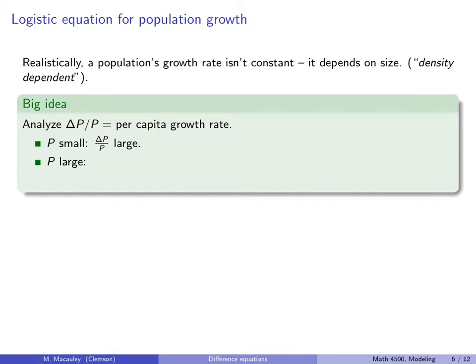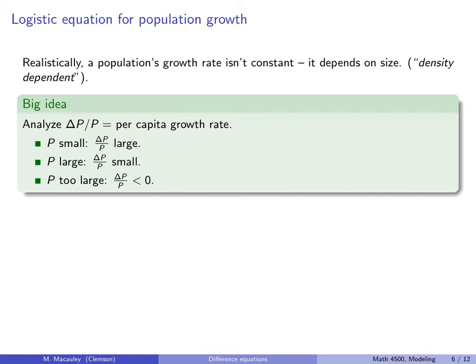So if the population is not fighting for food or resources, then individuals should be reproducing like normal. Now if P is large, so if the population is almost at the carrying capacity, then we expect the per capita growth rate to be very small. And if P is too large, say beyond the carrying capacity of the habitat, then we want this thing to be less than 0. So basically, this growth rate is going to be decreasing as the population increases.